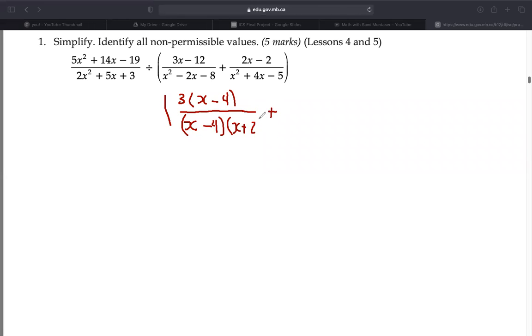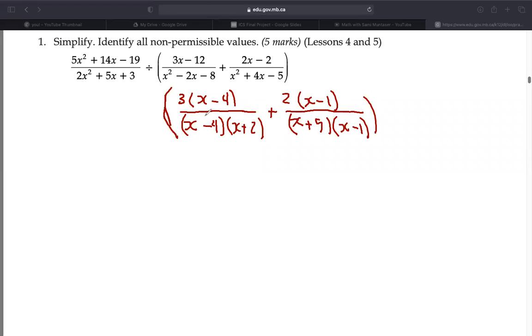plus, here you could factor out 2 as well, and you get x minus 1. And the bottom factors into (x plus 5)(x plus 5)(x minus 1). Close the bracket on that, and that's a bracket, by the way.